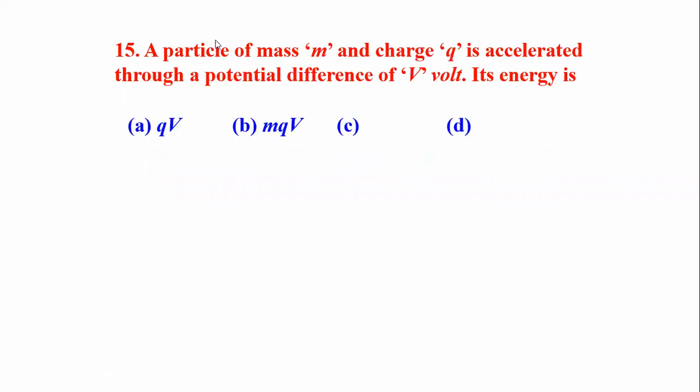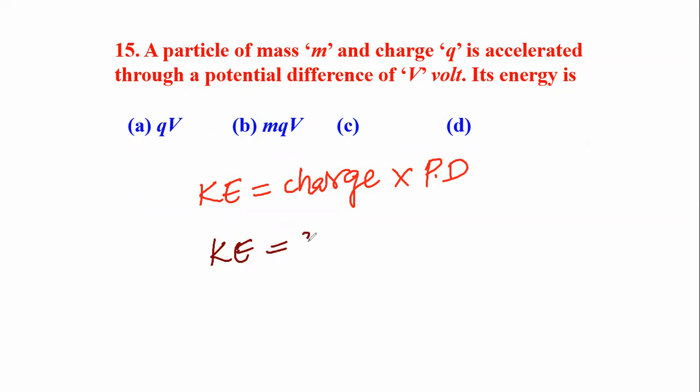A particle of mass m and charge q is accelerated through a potential difference V volts. Its energy is kinetic energy. Kinetic energy is equal to charge times potential difference. Therefore, kinetic energy KE is equal to qV.